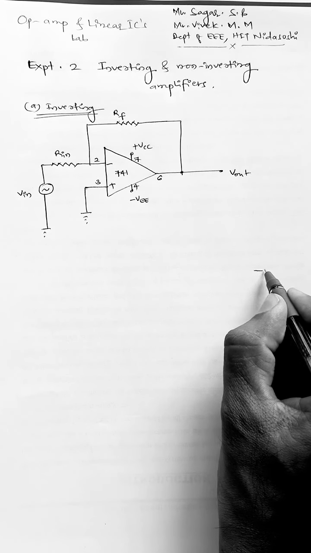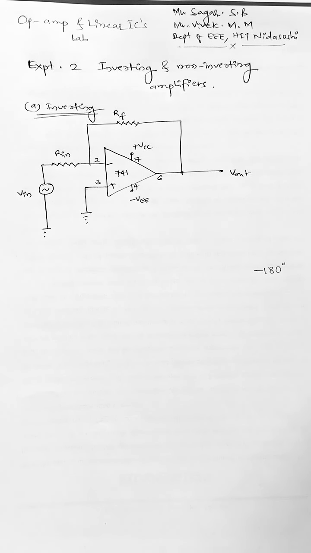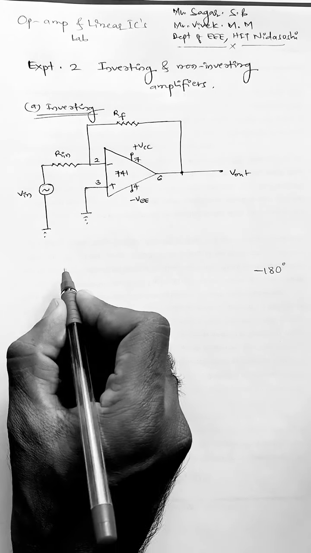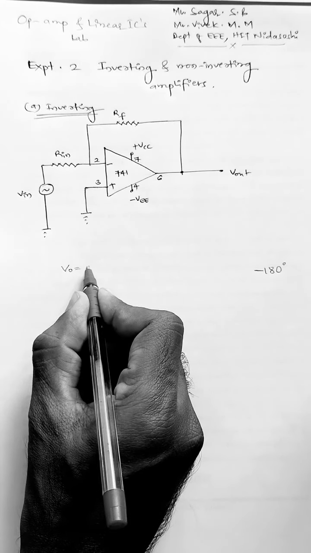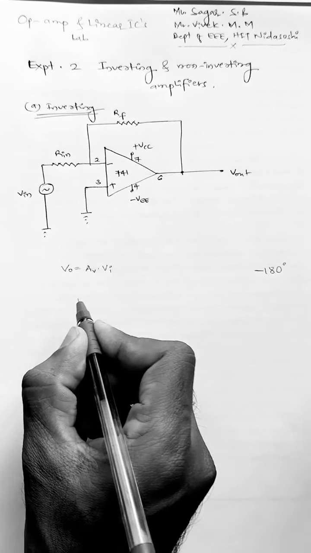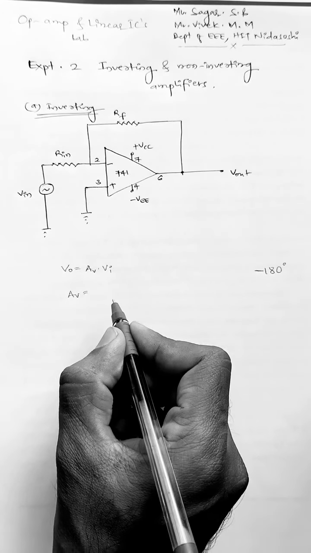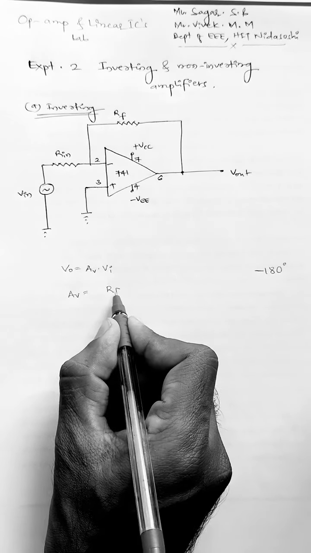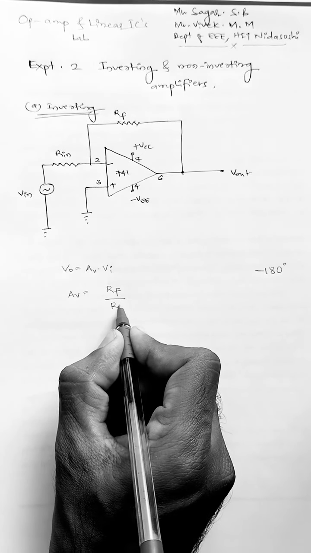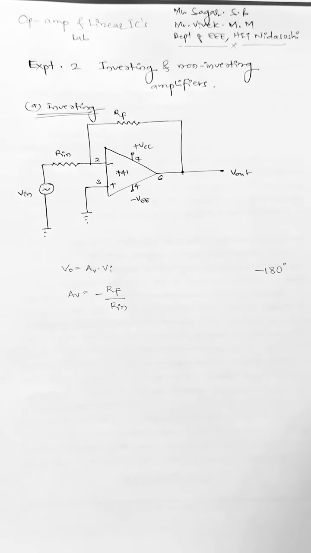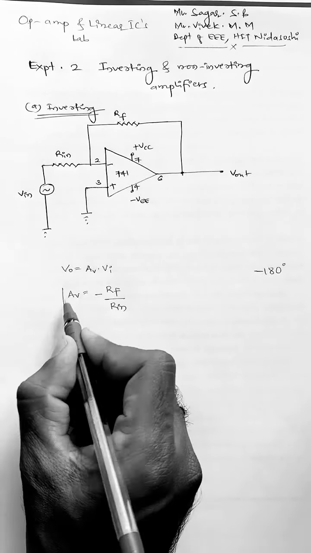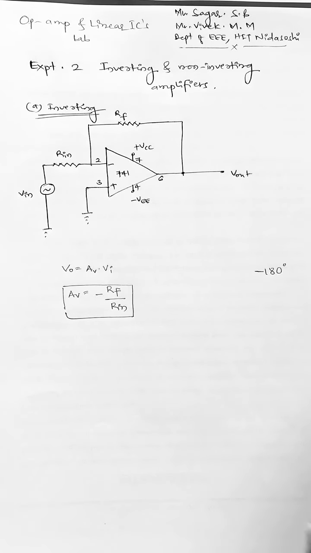As the input is connected to the inverting input terminal, the output waveform will be 180 degrees out of phase with respect to the input. How to calculate the output voltage? V0 will be equal to gain times the input. The gain of the inverting amplifier will be the feedback resistance divided by the input resistance. Because of the 180 degree phase shift, we use the negative sign. So the gain of an inverting amplifier will be minus RF by Rin.